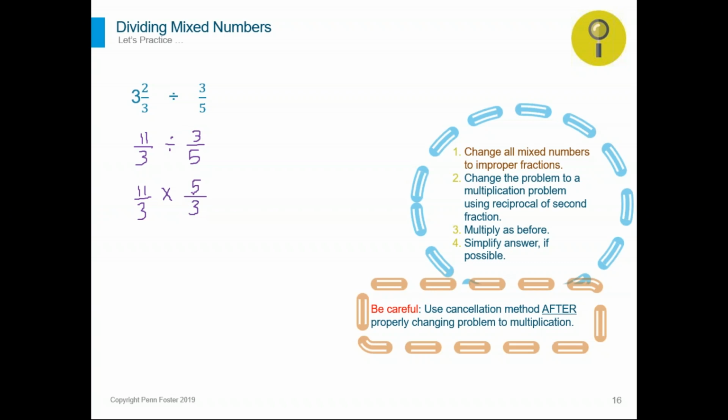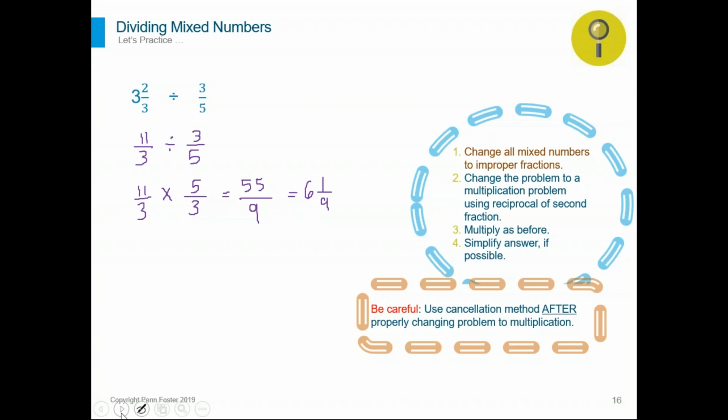So use the cancellation method. 11 and 3, nothing common. 5 and 3, nothing. Then I'm ready to multiply across. 11 times 5 is 55. And 3 times 3 is 9. This is your final answer, or if you'd like to put it in mixed number form, it will be 6 and 1/9. So I just want to repeat the steps again. Change all mixed numbers to improper fractions. Change the problem to multiplication using the reciprocal of the second fraction, and just treat it as a multiplication problem.